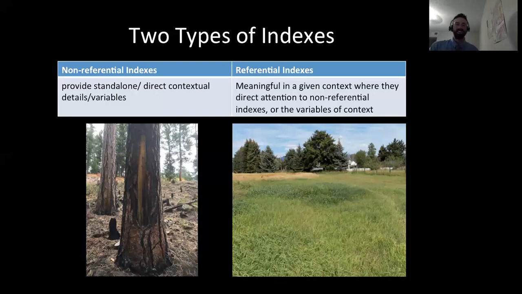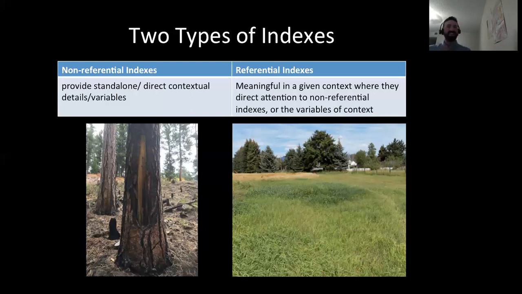Non-referential indexes that you see here on the left, there's a peeled tree. They are those that provide standalone, direct, contextual details and variables. They basically are the context. You could pick that tree up and move it into all these different contexts, and it's still meaningful. Like this is caused and made by, associated with humans. And it's these non-referential indexes that get the lion's share of research in the archaeological literature on surface vegetation in archaeology.